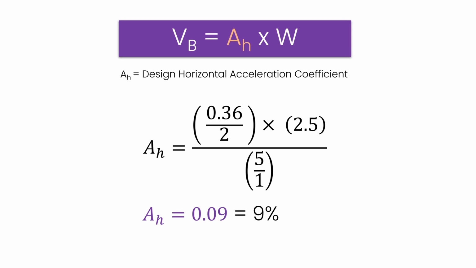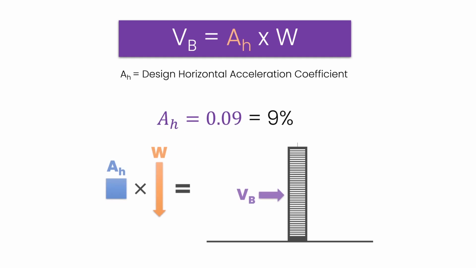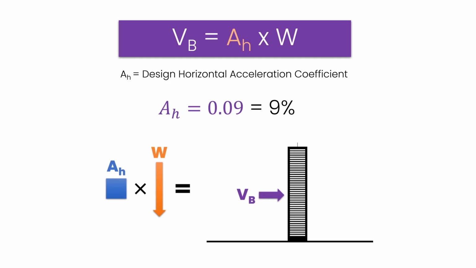So doing a simple calculation with Z being 0.36, SA by G being 2.5, R being 5 and I being 1, we get a value for AH to be 0.09, which is equal to 9%. So if you remember the simple diagram which I showed you earlier, AH is the coefficient, which is right now 9%. So whatever the seismic weight of the building, 9% of it would be the value of VB. And it is as simple as that.